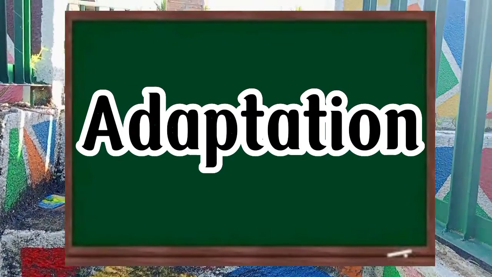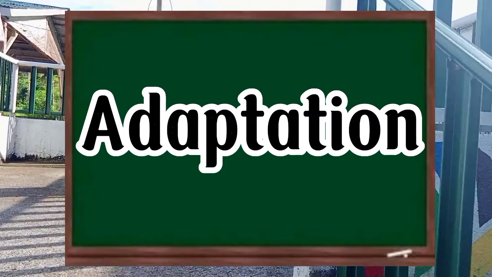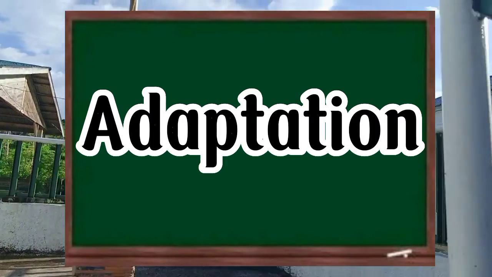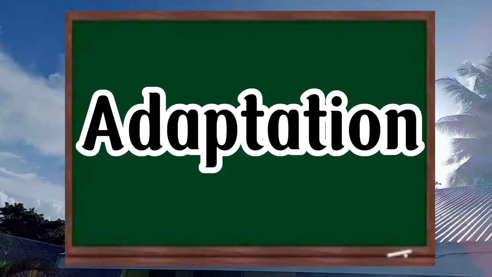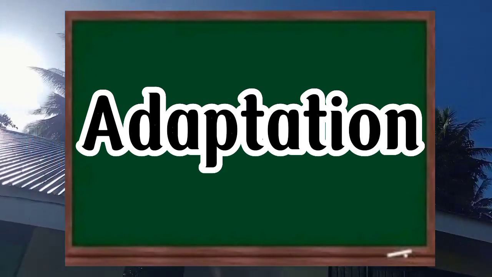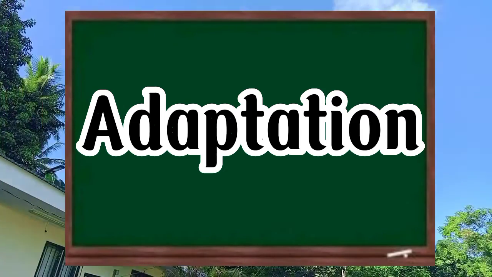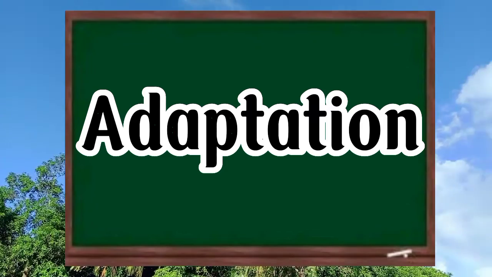Adaptation, the second concept of Jean Piaget. Adaptation describes how children update their current cognitive organization and schemas with new information. Adaptation takes place in two ways: assimilation and accommodation.